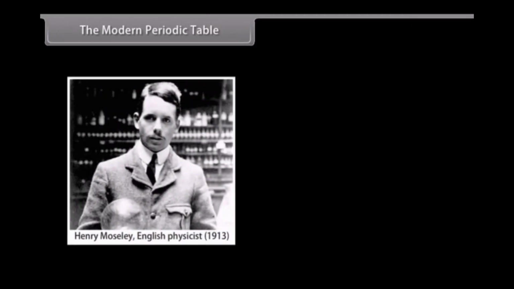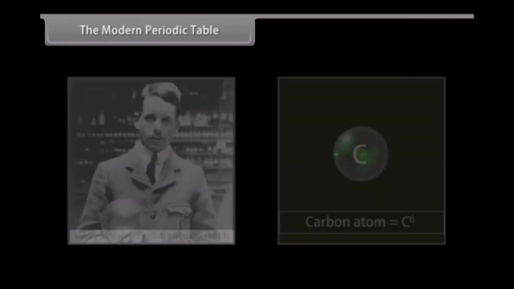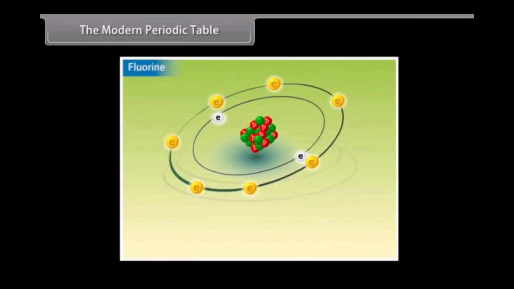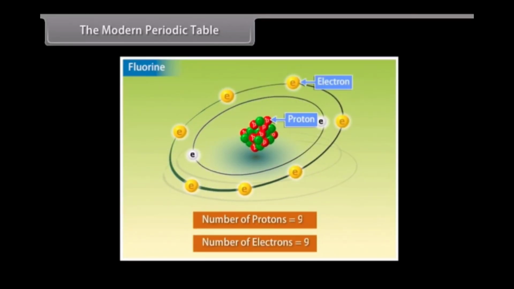The modern periodic table. Henry Moseley, an English physicist, in 1913, discovered that the atomic number is the most fundamental property of an element. Atomic number of an element refers to the number of protons in the nucleus of its atom. The number of electrons in the neutral atom is also equal to its atomic number.